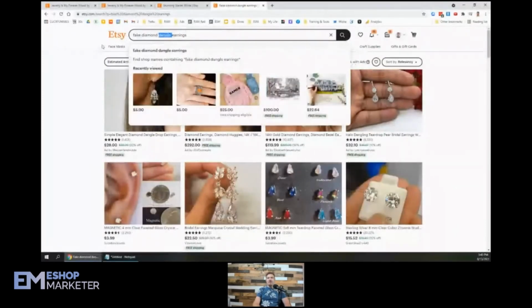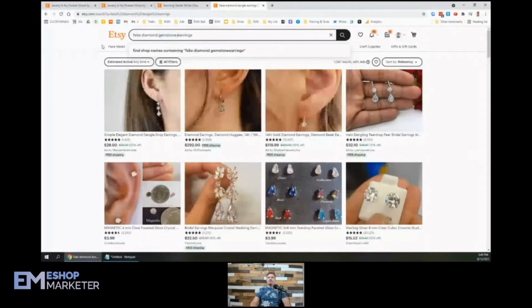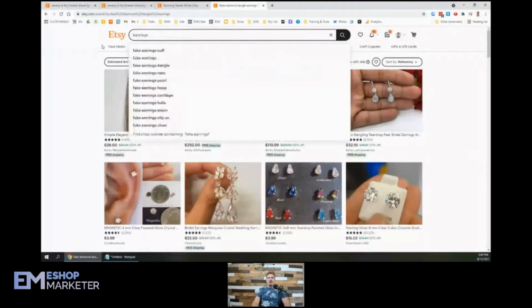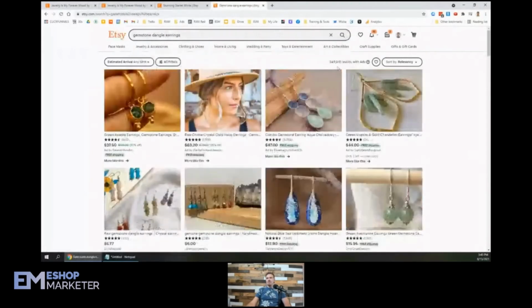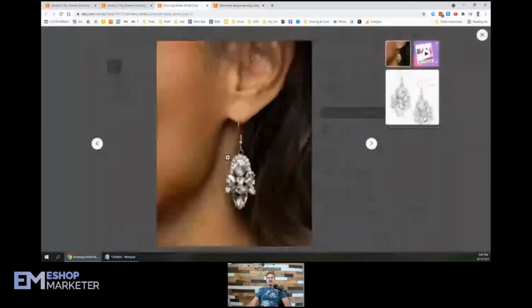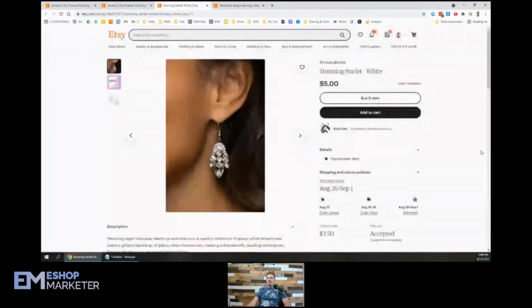Now, what else could people search? We could just do gemstone. Or we could do gemstone dangle earrings. 240,000 results, and now we have a huge keyword. But you get the idea. You want to find the keywords that well describe the product. So you could even try like cubic zirconia or something like that.